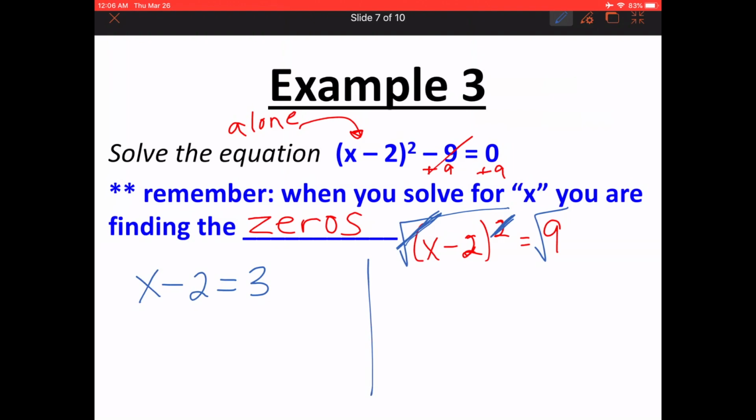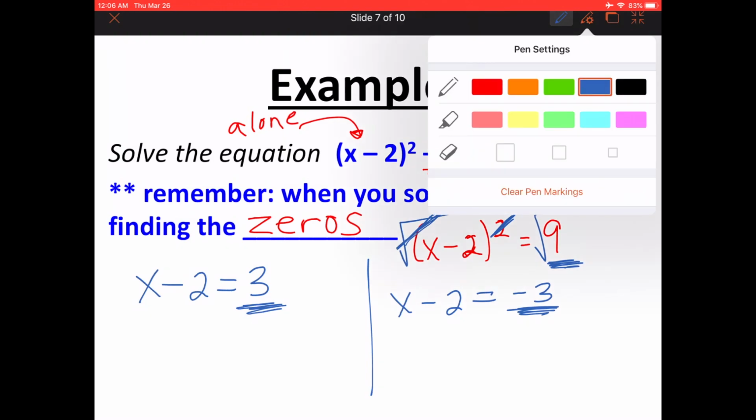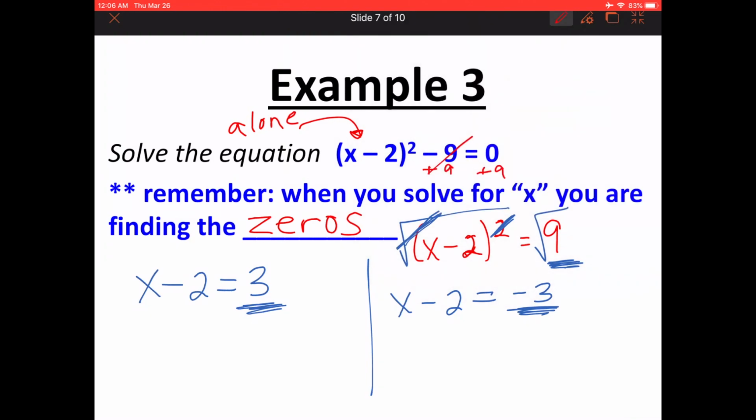But we should all know that the square root of 9 is not just 3. What's my other square root of 9? x minus 2 equals negative 3. So notice how this one equation has broken up into 2 parts. So I'm going to end up with 2 final answers. Please be very mindful of this.